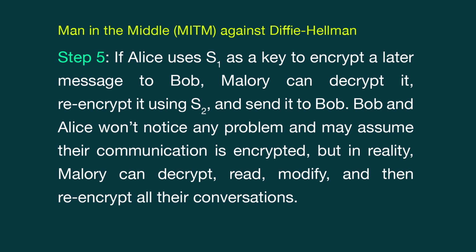Bob and Alice won't notice any problem and may assume their communication is encrypted. But in reality, Mallory can decrypt, read, modify and then re-encrypt all their conversations.